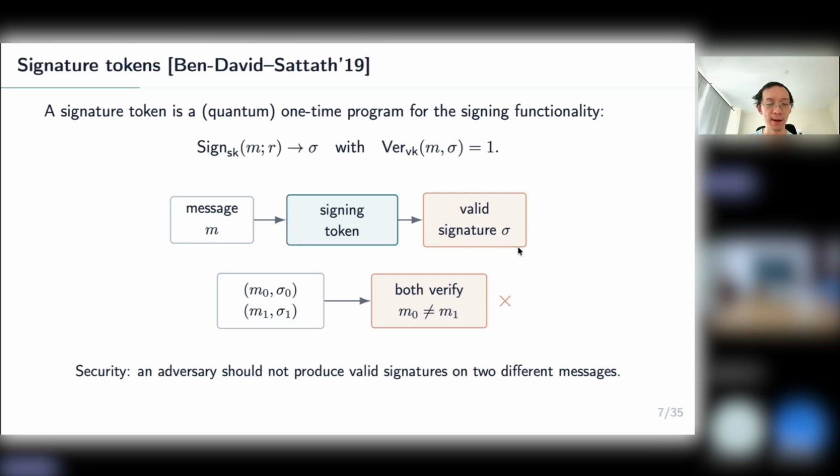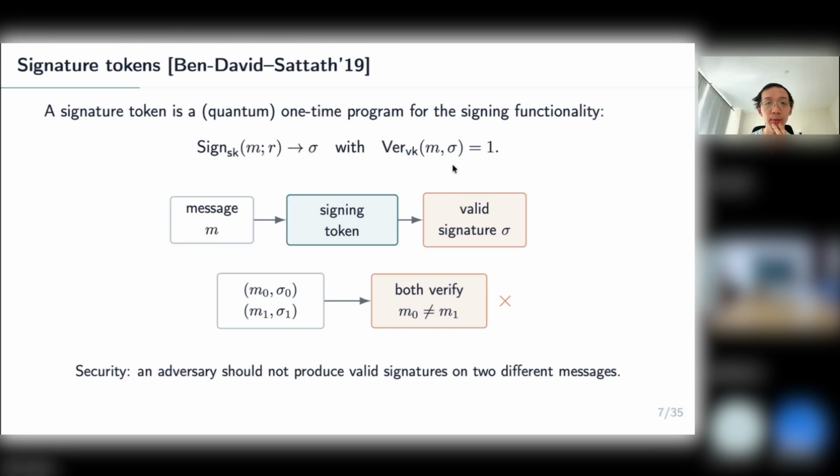Okay, so this idea was possibly first realized by the work of Ben-David and Sattath in 2019, where they proposed a primitive called signature token, which is exactly a one-time program for the signing functionality that I just mentioned. Again, the signing functionality is that you have some hard-coded secret key, and it takes as input some message, and then some additional randomness R, this is a classical or maybe post-quantum signature scheme, and it outputs a signature.